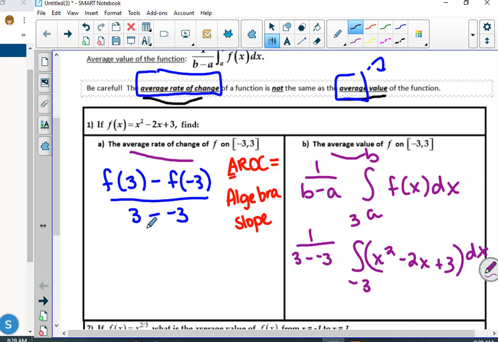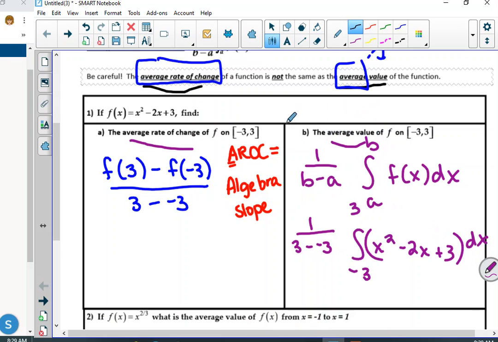Okay. So average value is an integral calculation. Average rate of change is just a ratio. Average rate of change, explicitly, tells you what to do. Average whatever, anything except rate of change, average of value, average blah, blah, blah, you attack it with the average value formula.